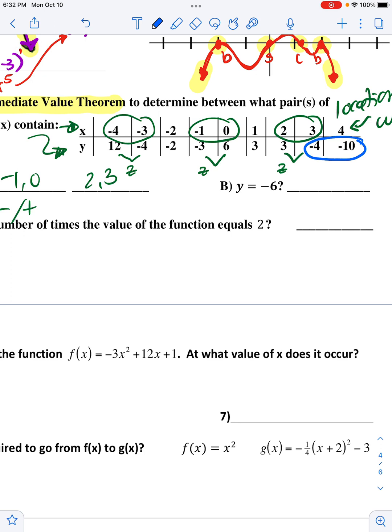The only time your value, your graph, will dip down far enough for y, or f of x, to take on the value negative 6 is on its journey from negative 4 down to negative 10. And so that occurs here, between 3 and 4.